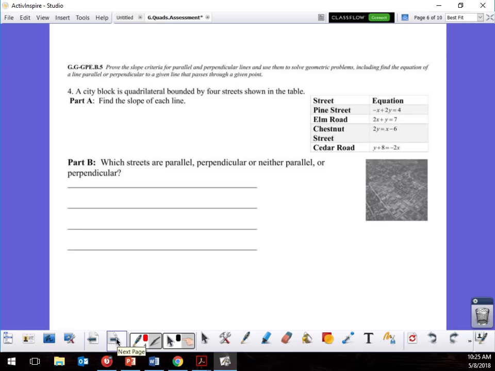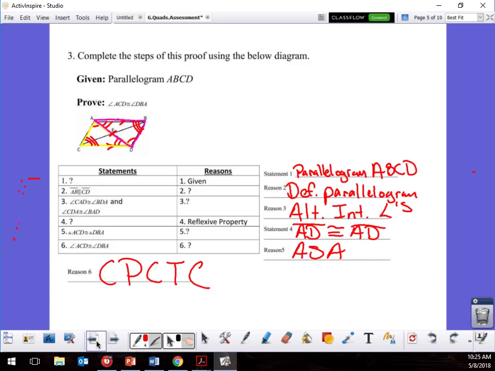Wait a minute. Hold up. What did that even stand for? Have you been here when we are actually going over any of this? When did you go over this? All semester. We started it first semester. I wasn't here first semester. This is Marco. Corresponding parts of congruent triangles are congruent. Makes sense.